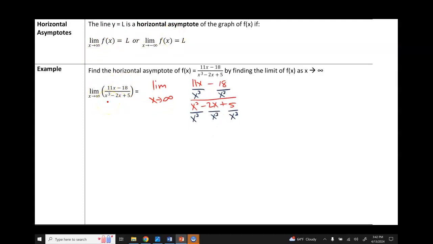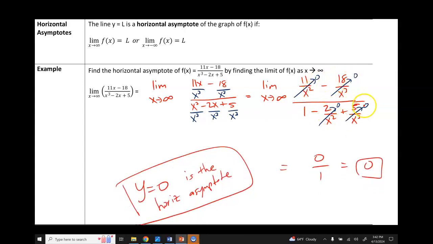So we divide each of these terms by the highest power of x, which is going to be x cubed. And then we're going to simplify it. So we have x over x cubed, which is 1 over x squared, and you have 18 over x cubed. x cubed over x cubed is 1. x over x cubed is 1 over x squared, and you have 5 over x cubed. Now, when you replace the x's with infinity, these are going to be 0, 0, 0, 0. So we have 0 minus 0, which is 0, over 1, and that'll be 0.